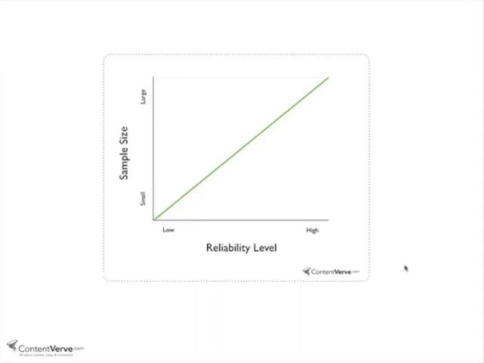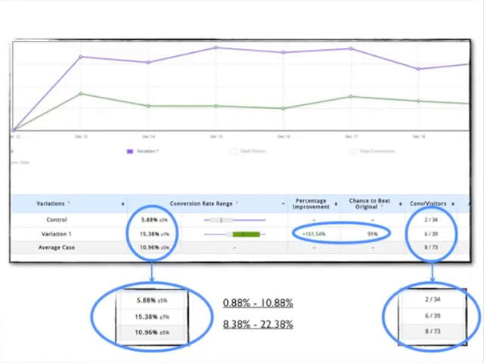Well, this is pretty much common sense: the more people you include in a test, the more representative the results will be. So there's a correlation between sample size and conversion range. As your sample size increases, your conversion range will decrease. Here's an example of a test with a small sample size of 73 visits and 8 conversions.